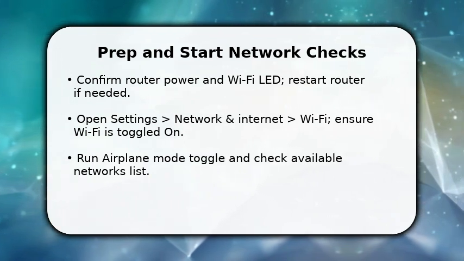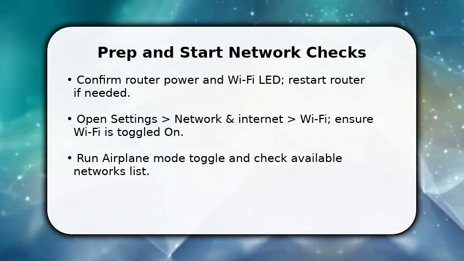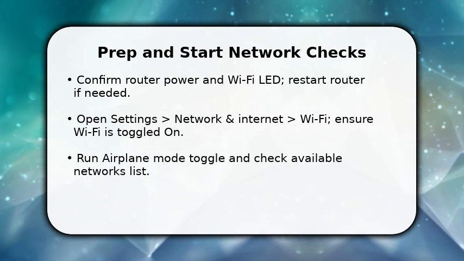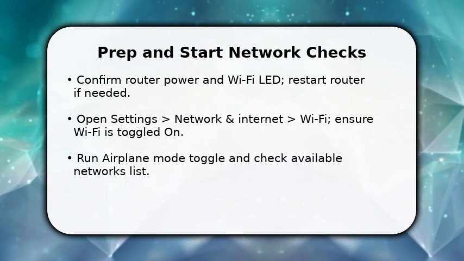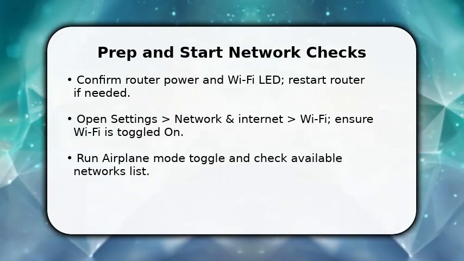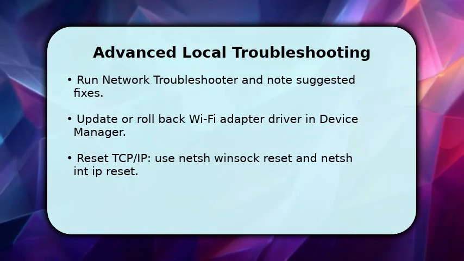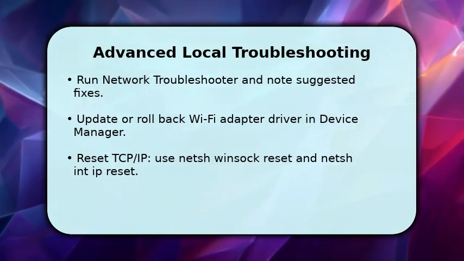Once done, toggle airplane mode on and off to reset radio states, then immediately inspect the available networks list so you can see whether the SSID appears. You continue by running the built-in network troubleshooter. It automates common fixes and points out missing services or drivers.